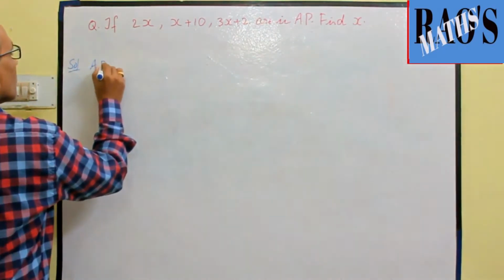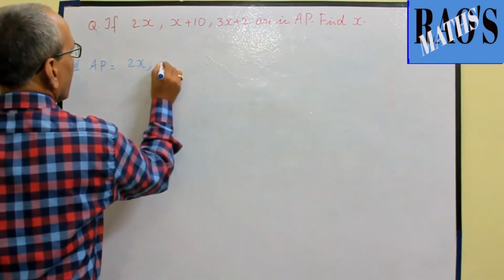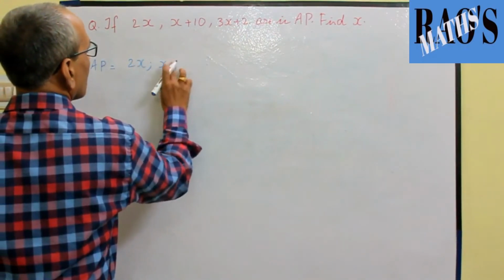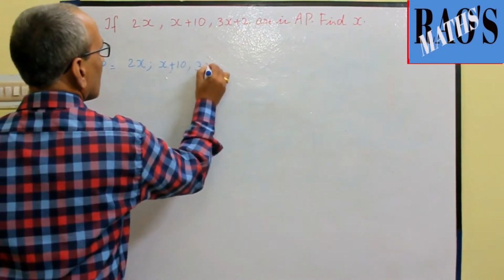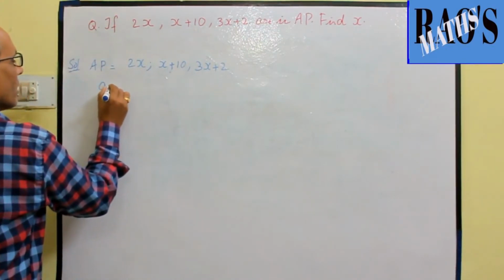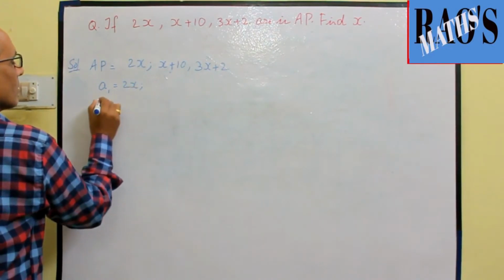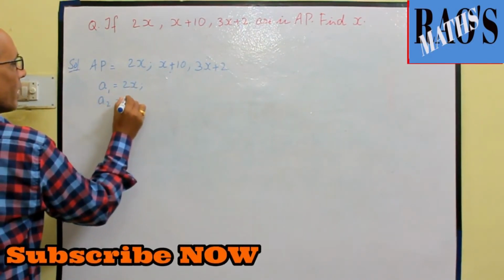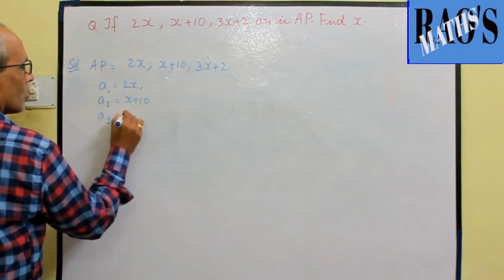AP is equal to 2x, x plus 10 and 3x plus 2. So here A1, the first term is 2x, term 2 is equal to x plus 10, term 3 is equal to 3x plus 2.